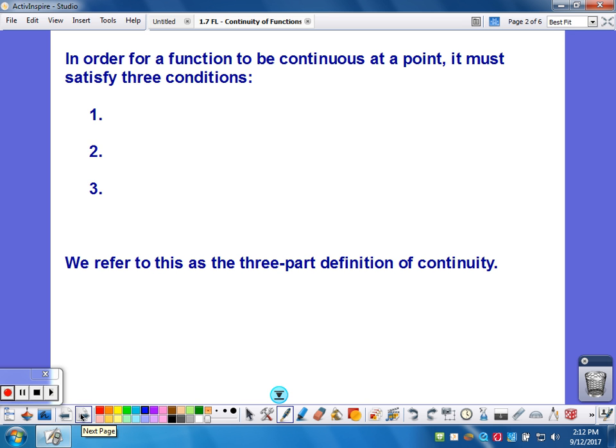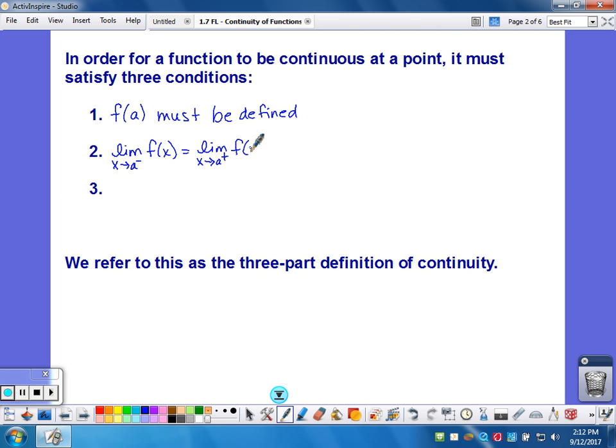The first condition is that f of a must be defined. The function must have a y value at the point you are testing for continuity. The second condition is that the limit as x approaches a from the left of f of x must equal the limit as x approaches a from the right of f of x. So your left-hand limit and your right-hand limit must be the same.